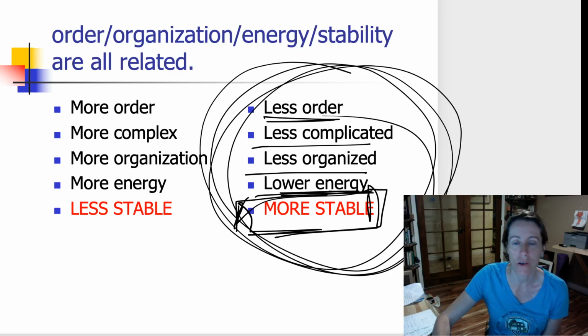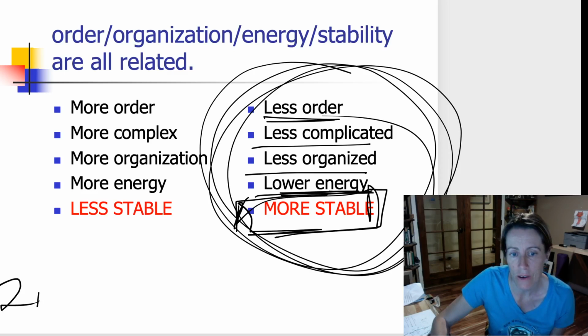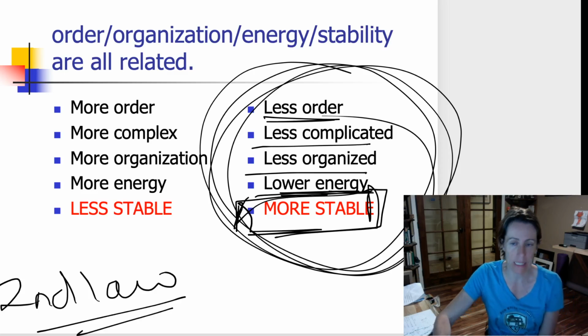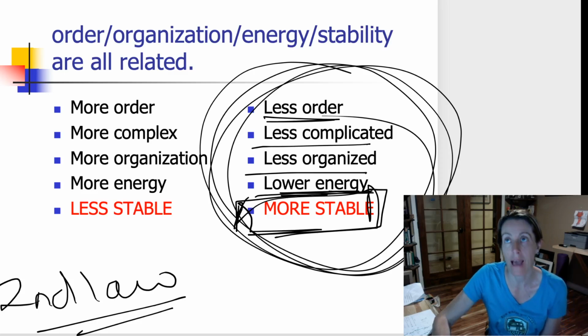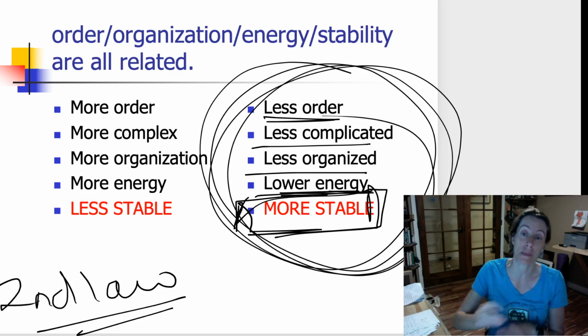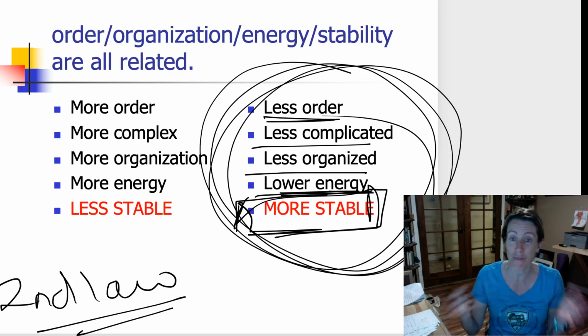And this is known as the second law of thermodynamics. So the second law, very, very simply stated, and there's different ways to say it, is that the universe is tending towards, it wants to be more stable. And really what that means is it wants things to be not very complicated. It wants things to kind of fall apart, things to be not organized.